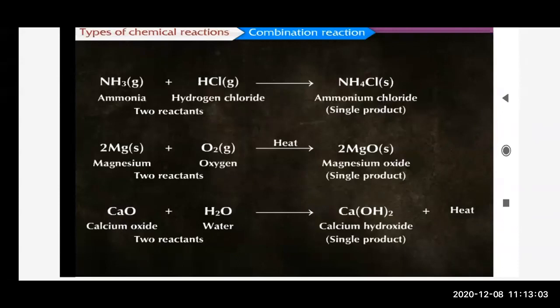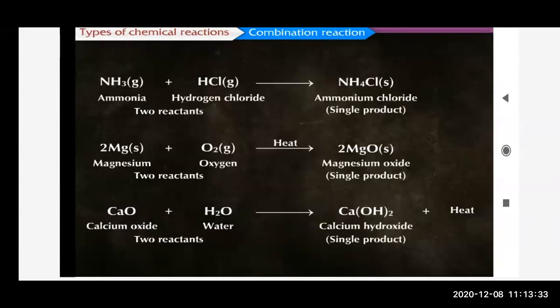Initially, the ammonium chloride was in the gaseous state, but immediately, due to condensation at room temperature, it transformed into the solid state. As a result, white smoke was formed. We saw the chemical equation for that, the first one: ammonia and hydrogen chloride combine together to form a single product, that is ammonium chloride. So this was our first activity.